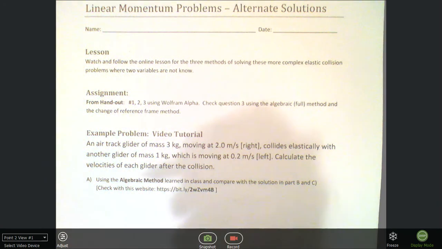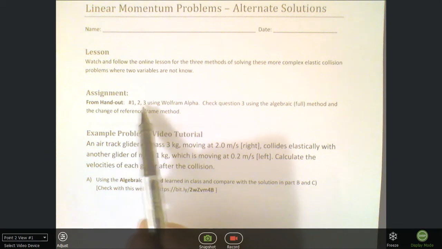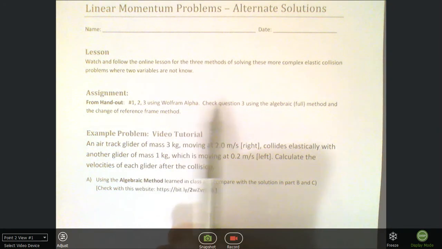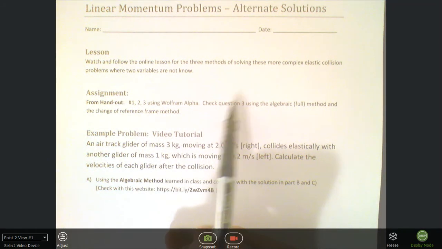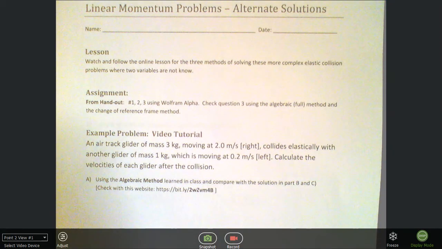So we're going to do the example, and then you're going to do questions 1, 2, and 3 using Wolfram Alpha, and then you can check question 3 using the full algebraic method to make sure you can do it, and also check with the change of reference method. On the evaluation, you can use either of the three methods to solve the question. The change of reference method is super fast and doesn't require technology. Of course, Wolfram Alpha will require a connection to the internet, and the full algebraic method will work, just take longer.